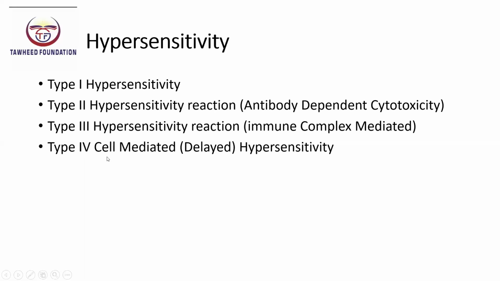And type 4, it is delayed type T cell mediated appearing after 1 or 2 days, seen in conditions like contact dermatitis or the tuberculin skin test. We'll go through each type in detail, understand how they happen, and see some examples. This will help you link the mechanism of immune response to actual diseases.